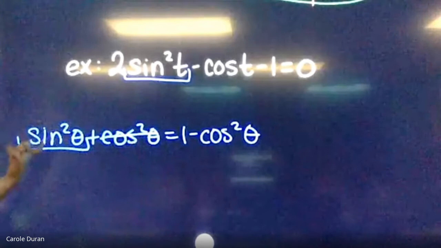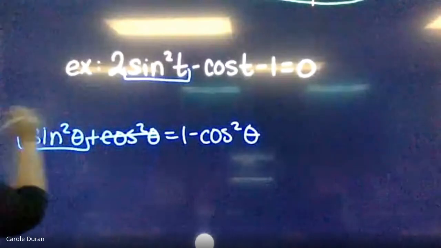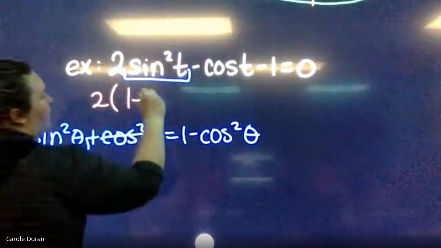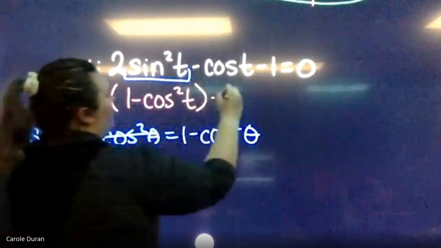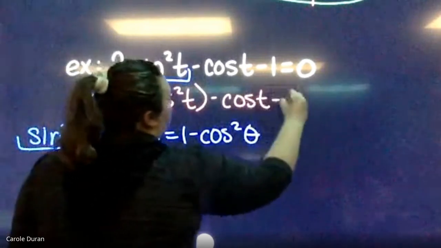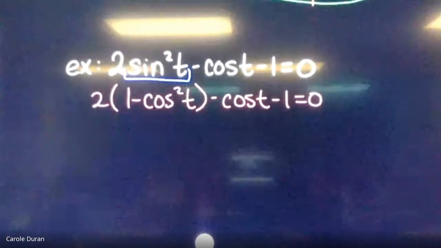Then I can take what sine squared is equal to, and I can replace sine squared with it. So then this becomes 2 times 1 minus cosine squared t, because that's what my theta is here, minus cosine of t minus 1 equals 0. And then I can move through it just like normal. First thing I need to do is distribute that 2 so I can combine like terms if possible.